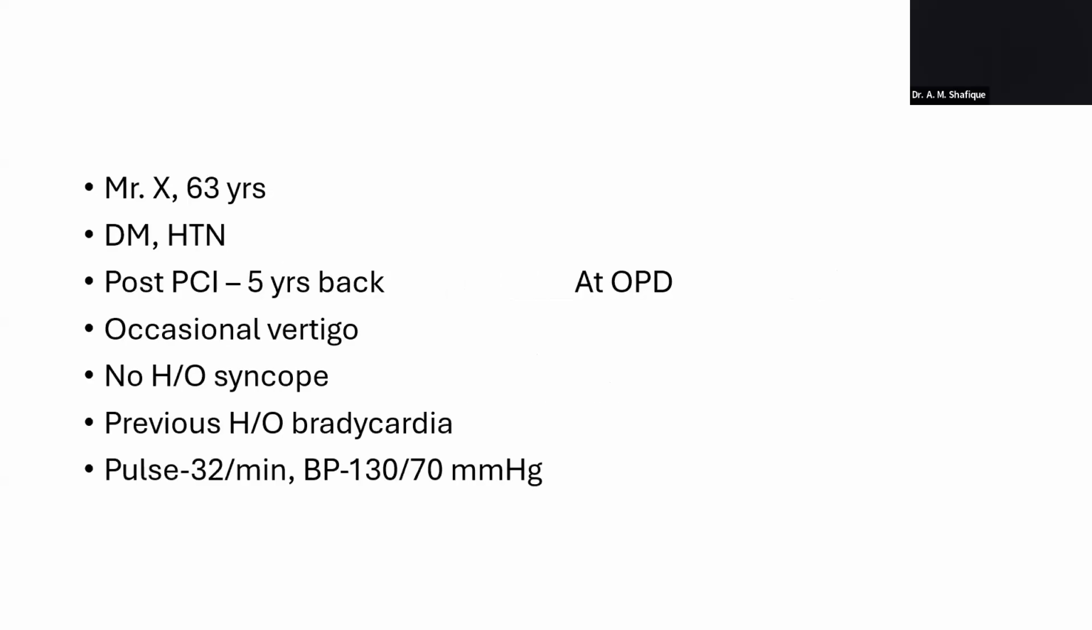So at OPD, I got a patient of 63 years, diabetic, hypertensive, with previous history of PCI outside the country. He has since then had occasional vertigo, and there is no syncope history. There is also a previous history of bradycardia, and during the procedure he had bradycardia as well. But this time he has pulse 32 beats per minute, blood pressure 130/70 millimeter mercury in my OPD chambers. And this is the ECG.